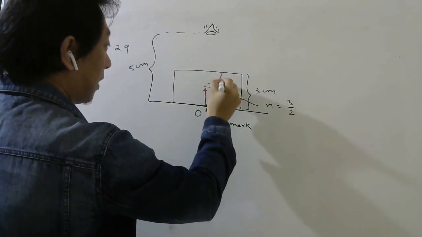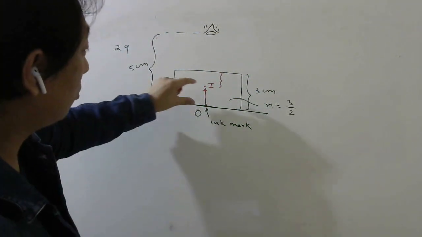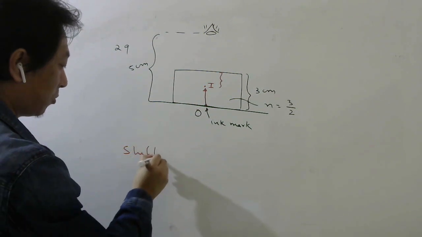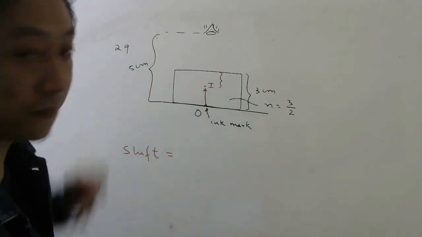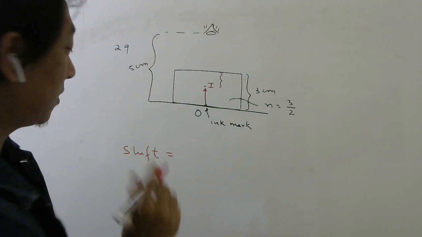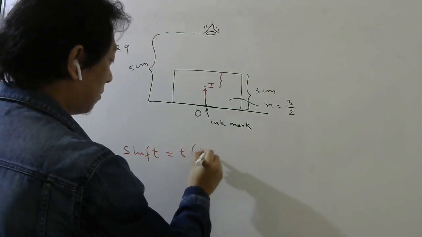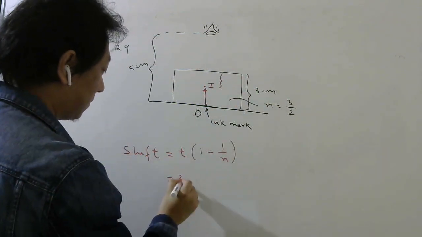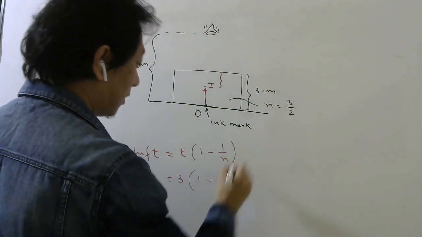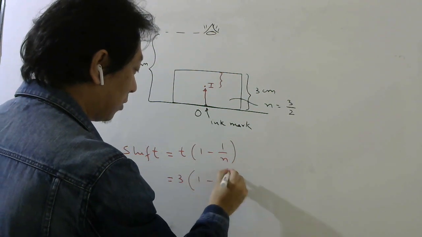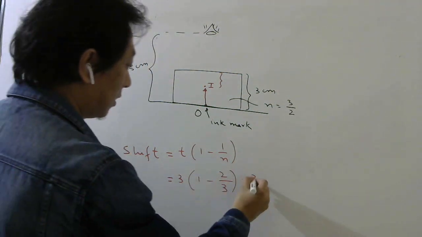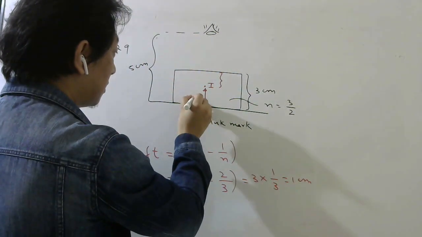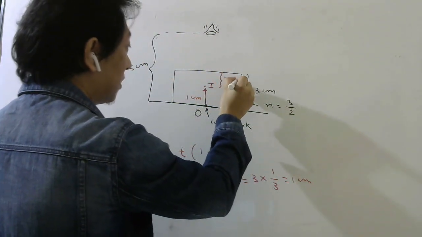Now you can either find the apparent depth directly or you can first calculate the shift. Either way, let's say we calculate this shift from the object to the image. Then what is the shift? Thickness times (1 minus 1 by n). Thickness of the glass slab is 3. Refractive index of the glass slab is 3/2. 2 will go up. This will be 3 into 1/3, 1 centimeter. So this is 1 centimeter, so this must be 2 centimeter.